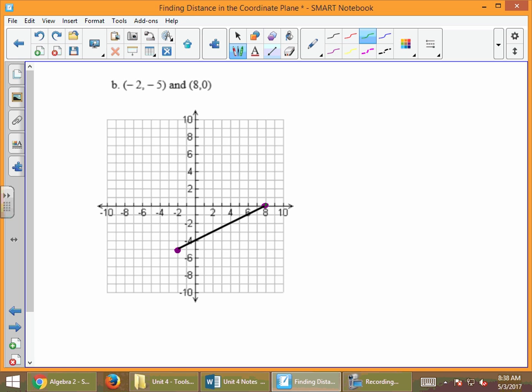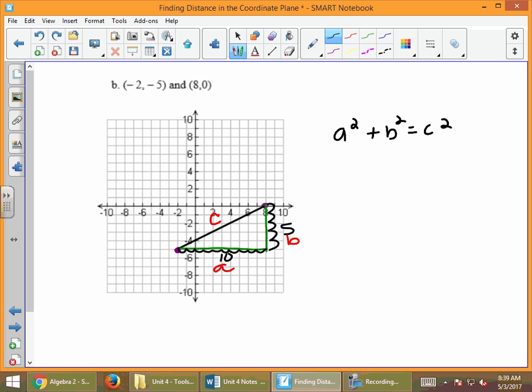And then once you connect those points, you make your right triangle. Count to find your legs: 1, 2, 3, 4, 5, 6, 7, 8, 9, 10. Then the other leg: 1, 2, 3, 4, 5. And label as well. Again, we know our slanted side is C. And then it doesn't matter which one you make your A and which one you make your B. And plug your values into the Pythagorean theorem. We got 10 for our A. We got 5 for our B. And the segment we're trying to find will always be our C.